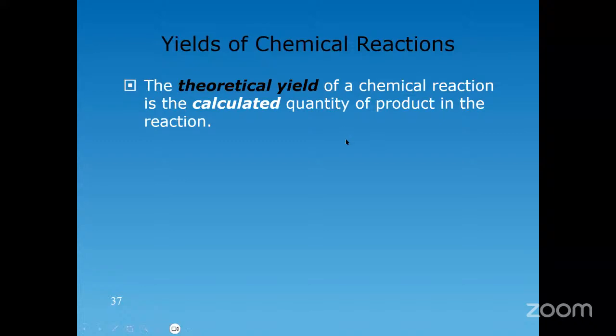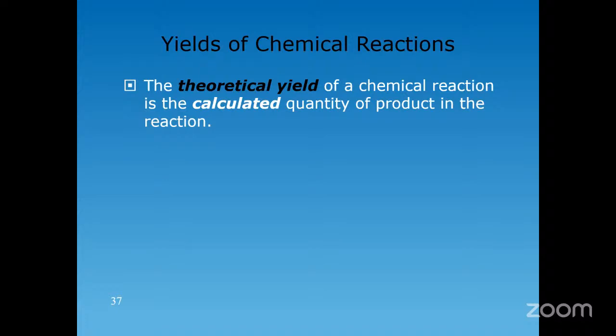Theoretical yield, that term basically means the amount of product that you expect to get based on your calculations, like the type of calculation that we're just looking at, right? Whatever the mass of the product or the amount of product you end up with based on those calculations, that would be considered to be the theoretical yield. That's what you would theoretically expect to get, right?